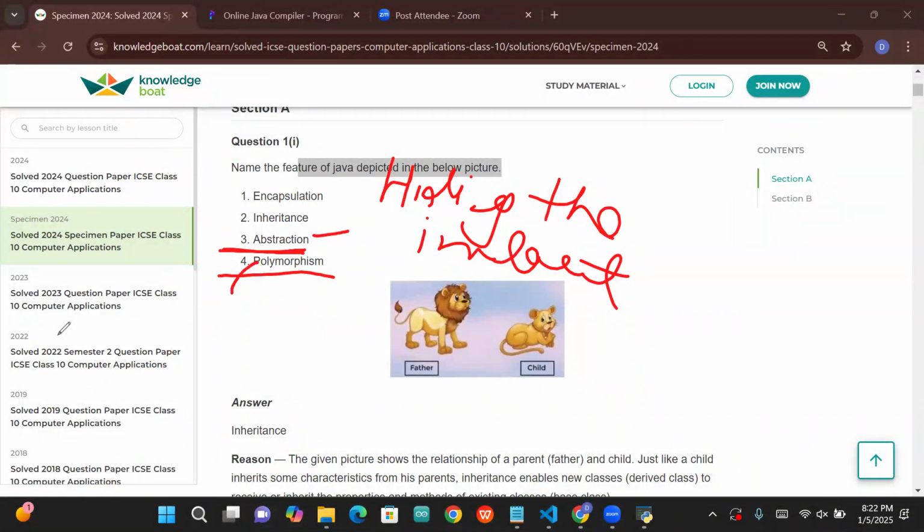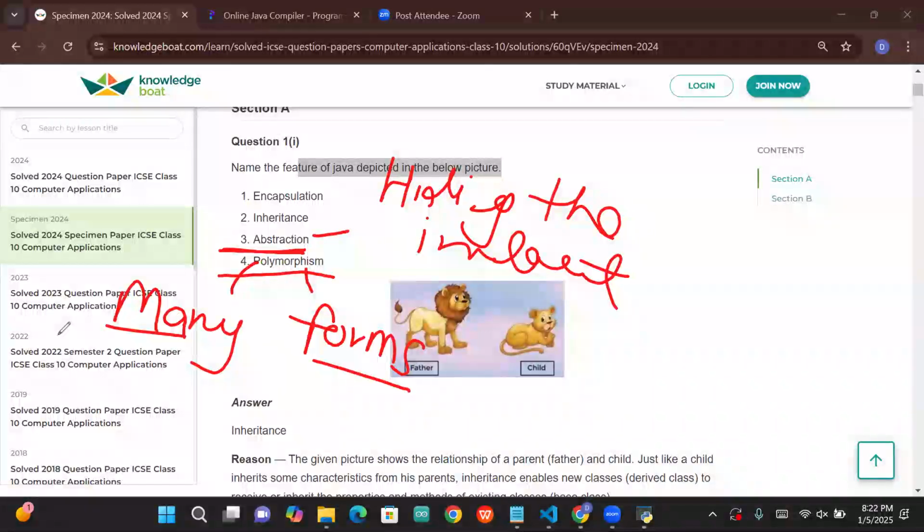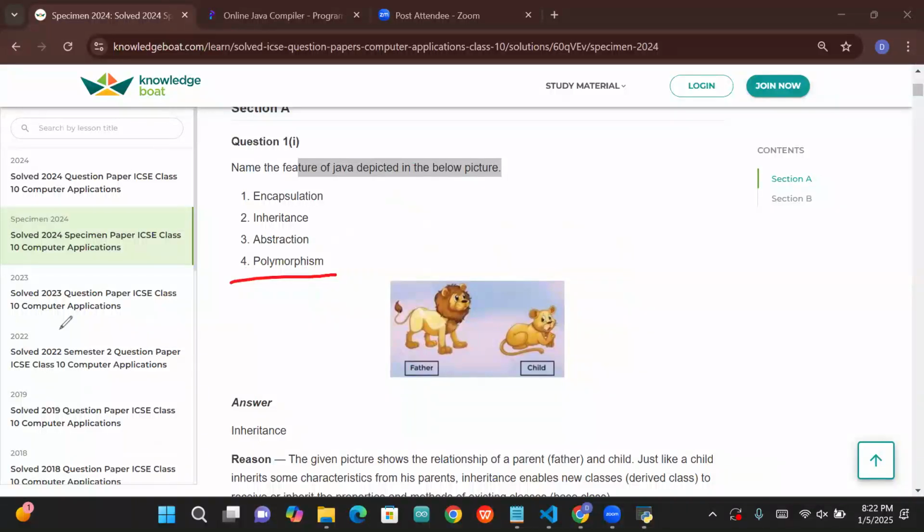Fourth is polymorphism. You heard about polymers in chemistry. Poly means many, and morphism means forms: many forms. When one single entity has many forms, that is known as polymorphism. What is the meaning of that? Like you have this sum function, and you are using this sum function in different ways. You are adding two integers by using this sum function.